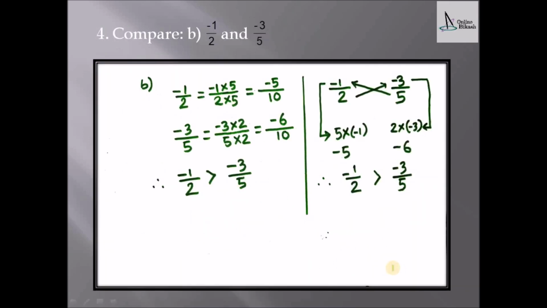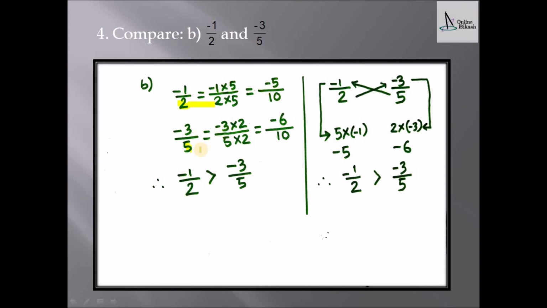Now the same question, compare minus 1 by 2 and minus 3 by 5. Two different numbers, but the method is the same. In the first method you have to see the denominators. In this case the denominator is 2, in this case the denominator is 5. So what is the LCM of 2 and 5? It is 10. You are multiplying 5 to get 10, so that 5 you need to multiply with this numerator. Minus 1 into 5 will be minus 5 by 10.